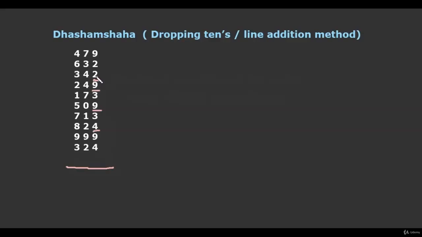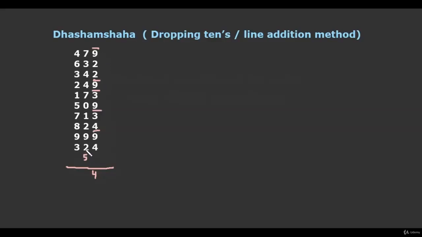So 1 plus 2 is 3, 3 plus 2 is 5, 5 plus 9 is 14. We will drop 10 over here and the remainder is 4, and this remainder is the final remainder. So we will write the remainder over here. And now let's count the tens. 2, 4, 5.